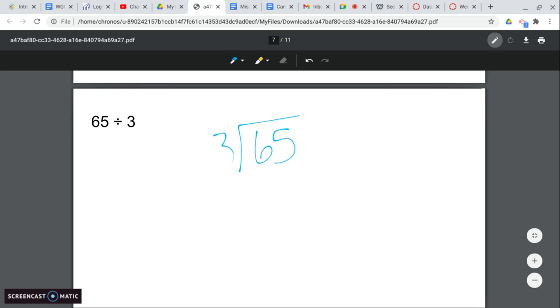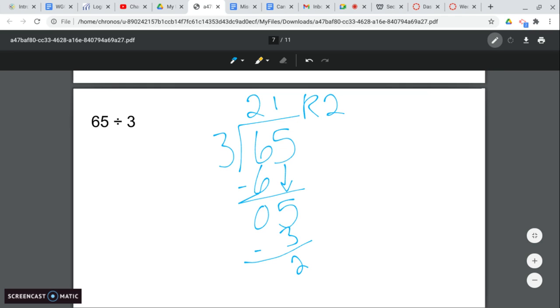Here we have 65 and we're dividing it by 3. Can 3 go into 6? 2 times. 3 times 2 is 6, so we get 0. Bring down the 5. Can 3 go into 5? Yes, it can. 1 time, so minus 3, remainder 2. So we end up with 21, remainder 2.